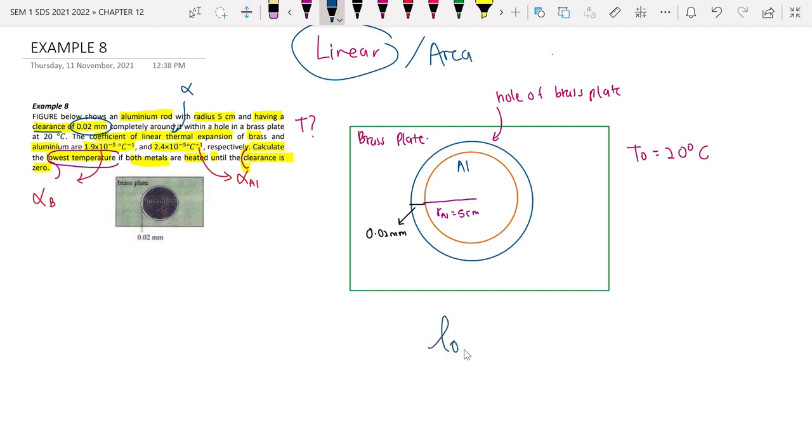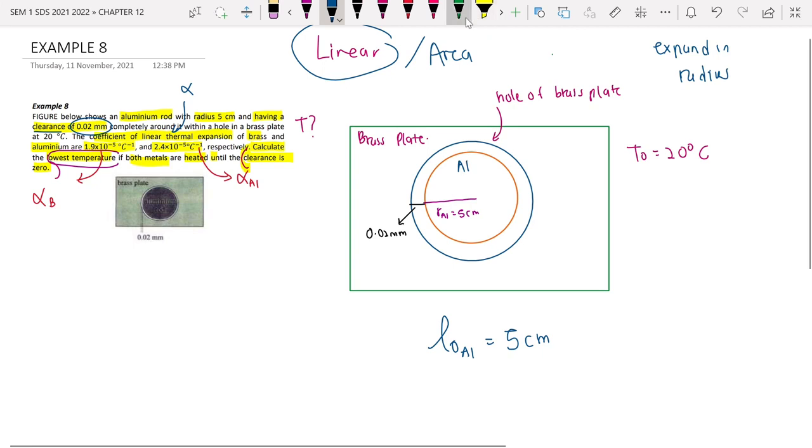So kita dah tahu radius of aluminium ini adalah dia punya initial radius, which mean dia punya initial length. So initial length of aluminium adalah 5 cm. So in order untuk tak buat korang confused, dia expand in radius, which we can assume actually radius itu pun adalah length.